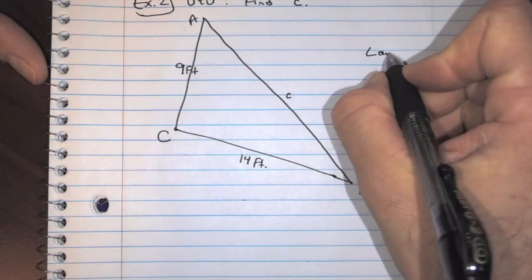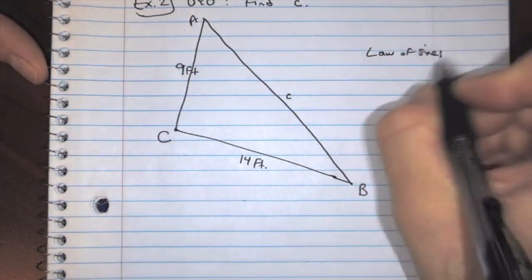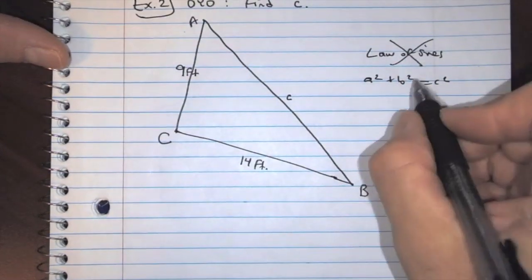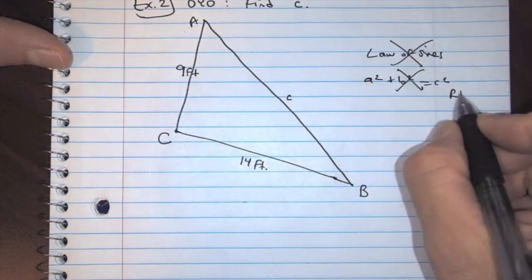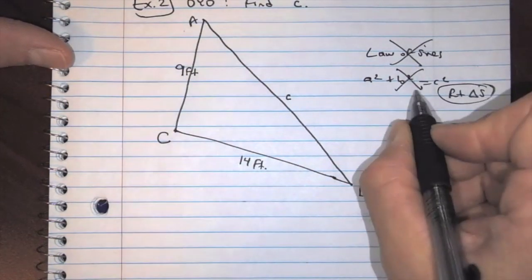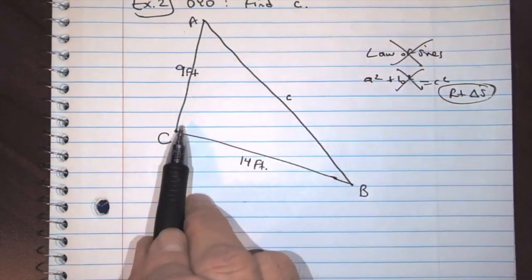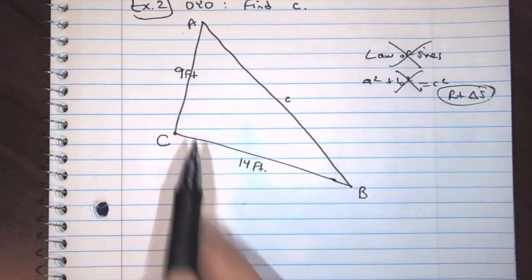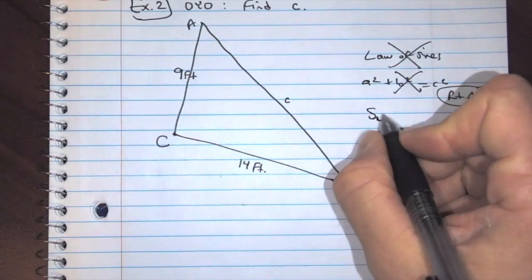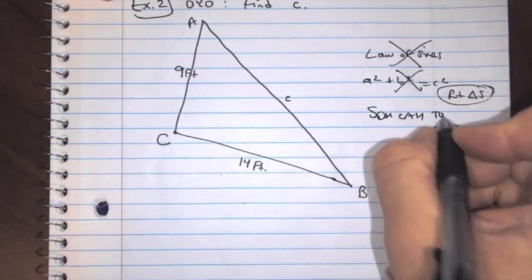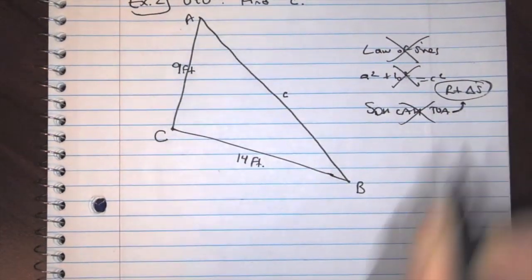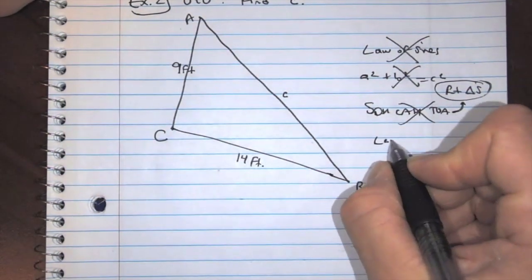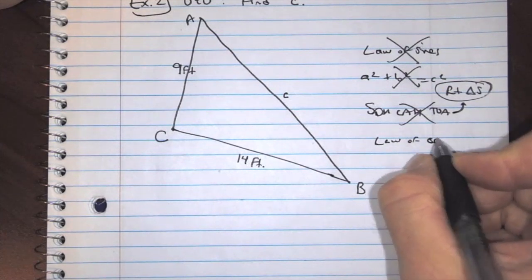Sorry, the law of sines is just not going to work. A squared plus b squared equals c squared is not going to work. This only works with right triangles. So that's not a right triangle. It looks like a right triangle, but it's not. You have no idea unless they give you that little right angle symbol there. You can't do that. SOHCAHTOA is also out because once again, it works with right triangles and we don't have one. So the only thing that we can do is the law of cosines.